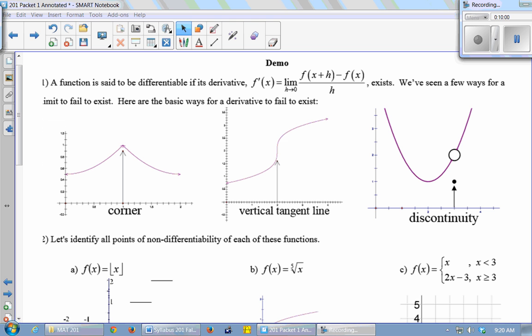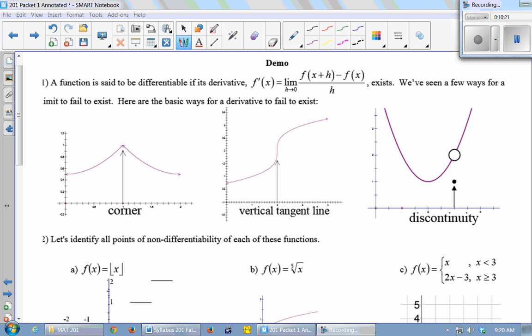So a function is said to be differentiable if its derivative, f prime of x, is equal to the limit as h goes to 0 of f of x plus h minus f of x all over h exists. Okay, so a function is differentiable if that limit exists. So we've seen a few ways for a limit to fail to exist. Here are the basic ways that a derivative can fail to exist.